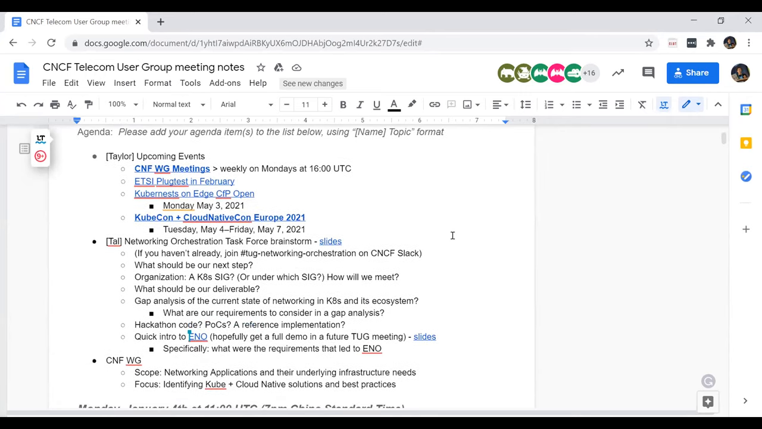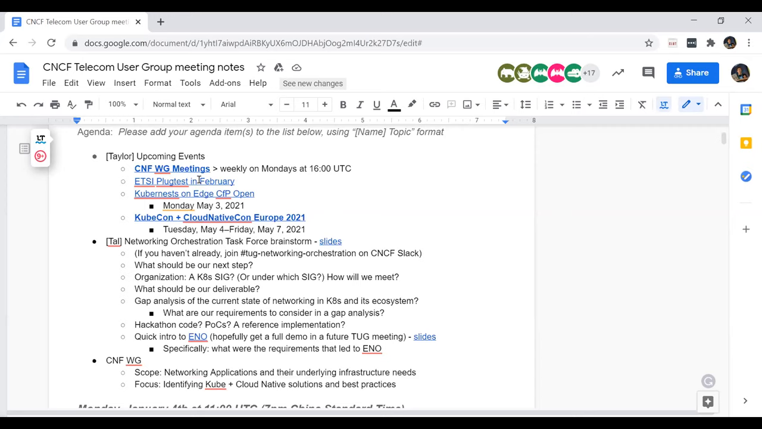Okay, just a couple of highlights of upcoming events. If you're not aware, the Cloud Native Network Function Working Group meets every week at 1600 UTC, so an hour after this, you can jump right into the next meeting. There is an ETSI plugtest right now going on in February. If you're interested in that, more details in the link.